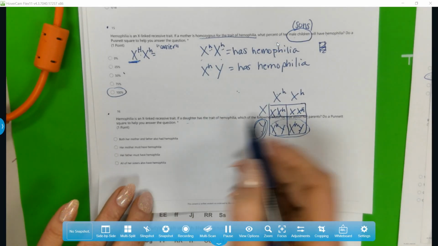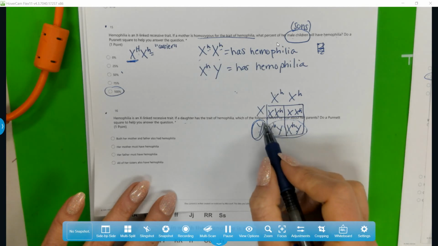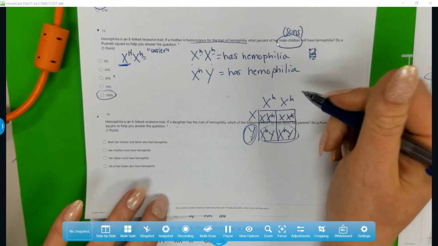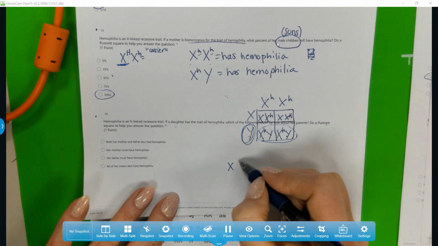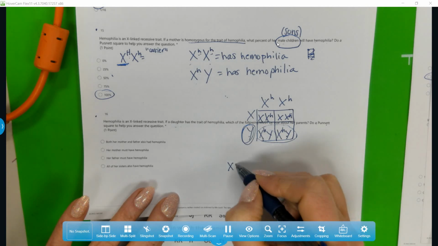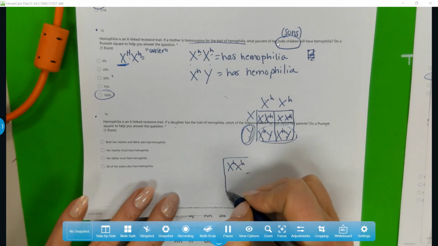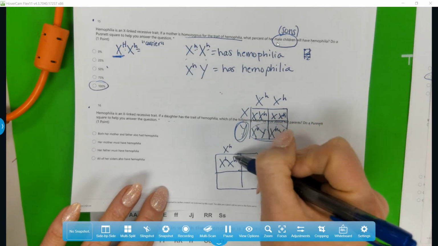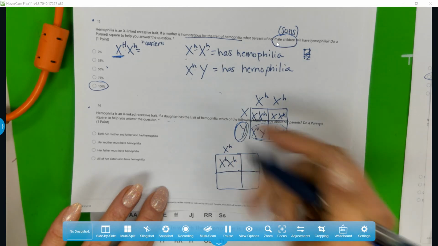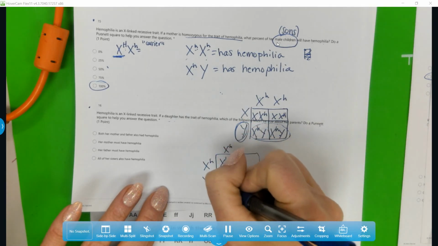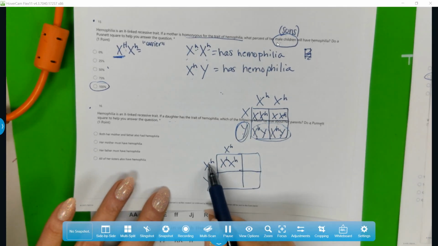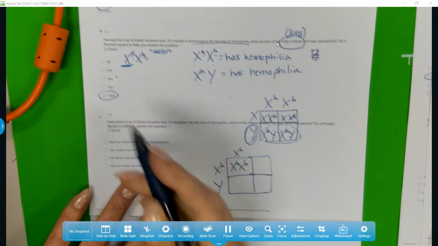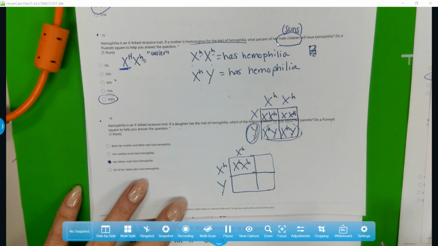Okay. If a daughter has the trait of hemophilia, which must be true about her parents? Do a Punnett square to help you answer the question. So here's a possible scenario. Let's say that we're just going to put the daughter with hemophilia in one of the squares of the Punnett square right there. That means that she must have gotten one of those X's with the lowercase h alleles from her mom, and she must have gotten the other one from her dad. And if she got it from her dad, then automatically her dad has hemophilia because, again, he has that genotype for hemophilia. So her father must have hemophilia.